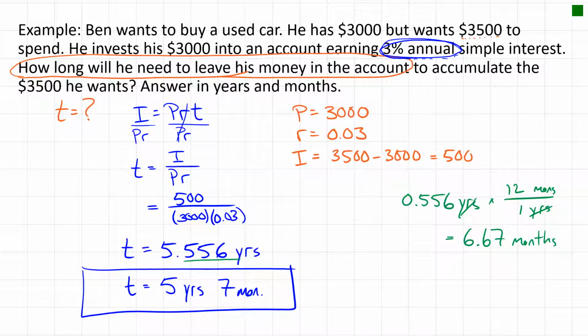And we should round up if we're thinking in whole month increments. If he only invests it for 5 years and 6 months, he won't accumulate that money. He'll be below 3,500. So we need to get at least to $3,500. And so this will actually end up giving him a little bit more than that.